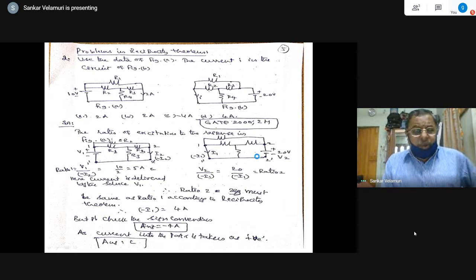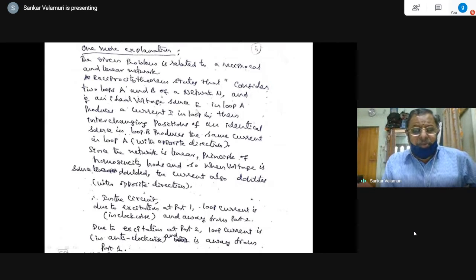Okay. Now we see what the statement is in the engineering subject textbook. Consider two loops A and B of a network N. This is the definition of the reciprocity theorem in another way. If an ideal voltage source E in loop A produces a current in loop B, then interchanging the positions of an identical source in loop B produces the same current in loop A with opposite direction.